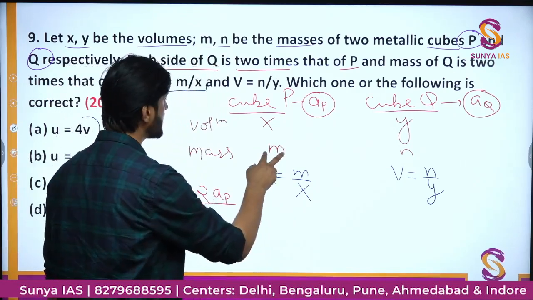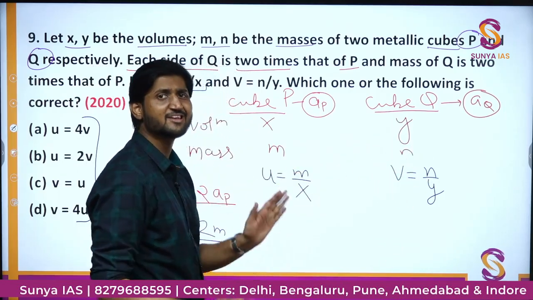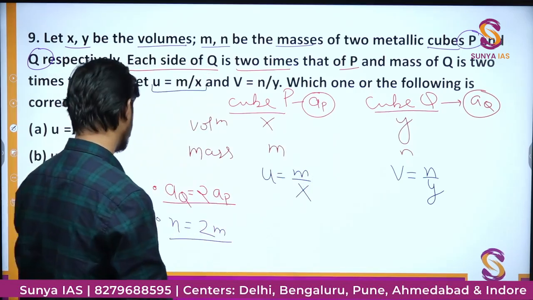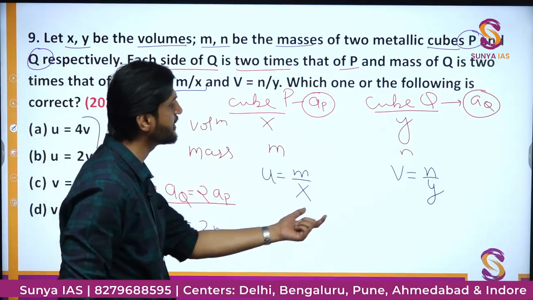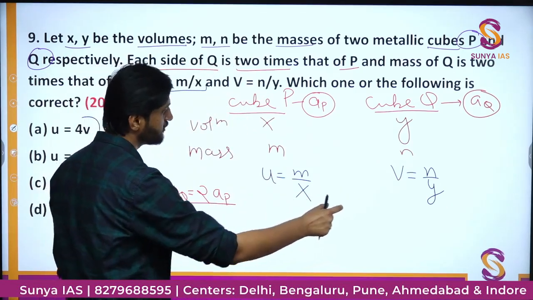So what is U? It is M, mass, upon X, that is volume. Similarly here it is also mass upon volume. It is simply a way of writing the density. You know the density concept? Okay, so it is the same thing, but that physical concept is not necessary. We have to just find the mathematical value. So here we have to find the relation between U and V.